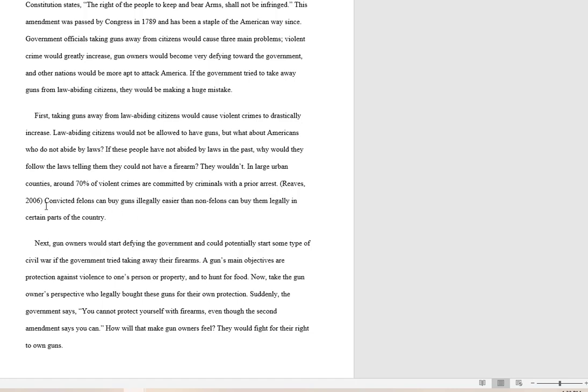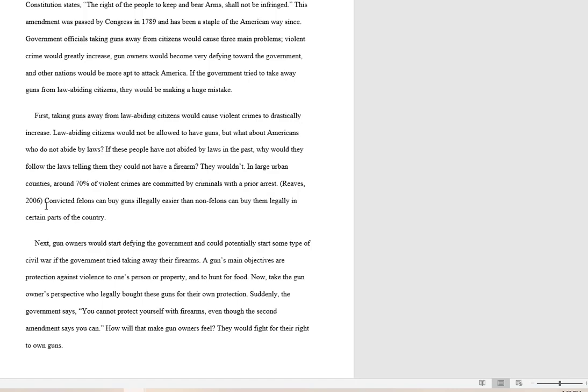Convicted felons can buy guns illegally easier than non-felons can buy them legally in certain parts of the country. Next, gun owners would start defying the government and could potentially start some type of civil war if the government tried taking away people's law-abiding firearms. A gun's main objectives are protection against violence to one's person or property and to hunt for food.